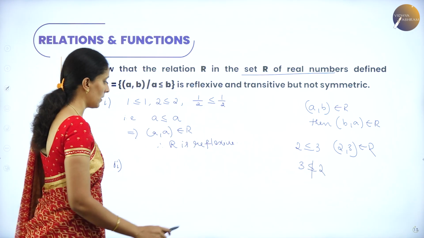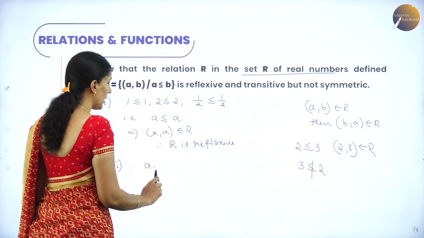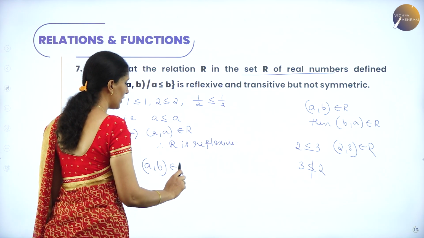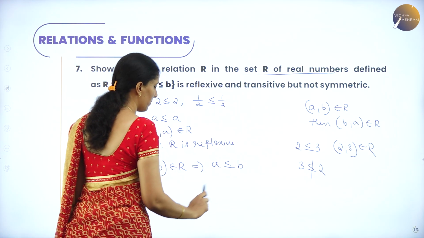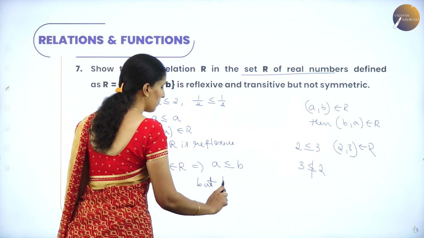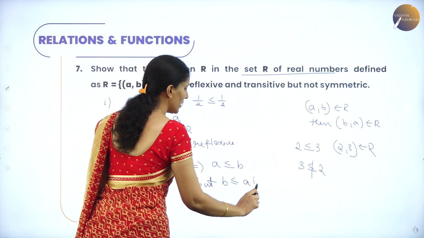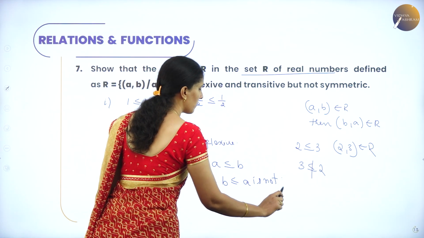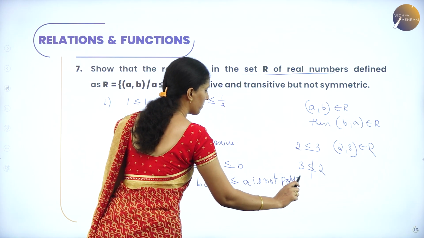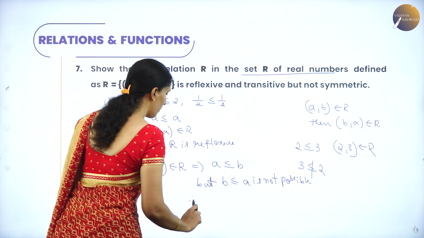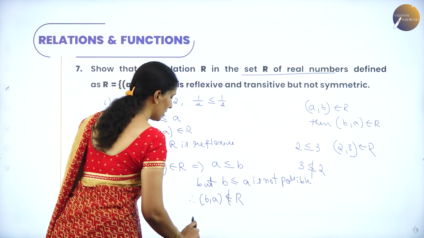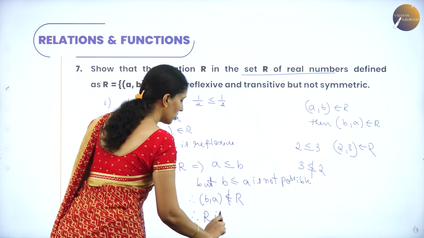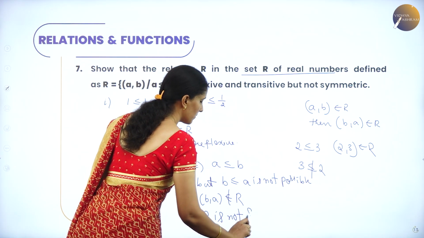This is not possible. So therefore, if (A, B) belongs to R here, this implies A is less than or equal to B. But B less than or equal to A is not possible. So therefore, (B, A) does not belong to R. Therefore, R is not symmetric.